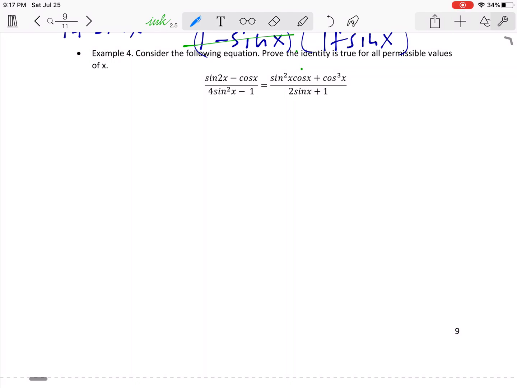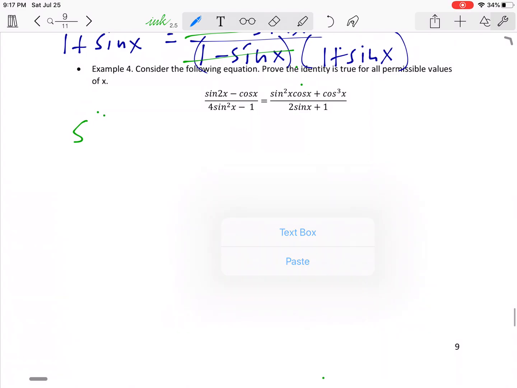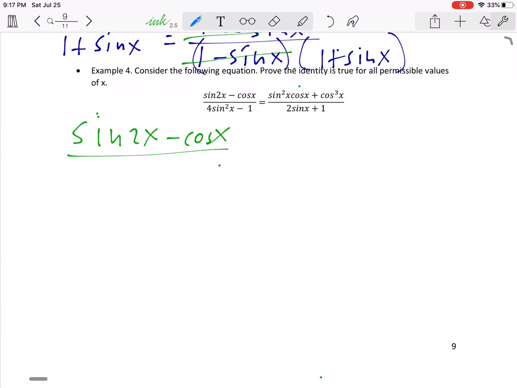Okay, so let's look at this one here. So we've got sine 2x minus cosine x. And then if you look right away, the 4 sine squared x minus 1, that's a difference of squares, right? So that'll be 2 sine x minus 1, 2 sine x plus 1, and then we can factor out a cosine.